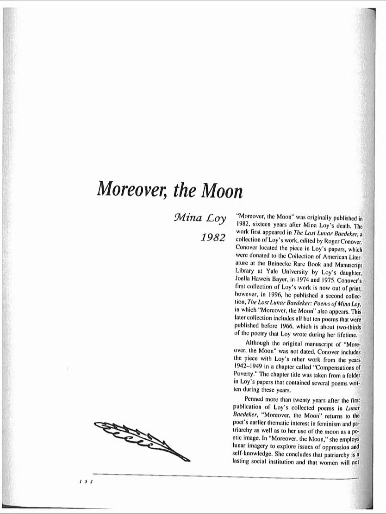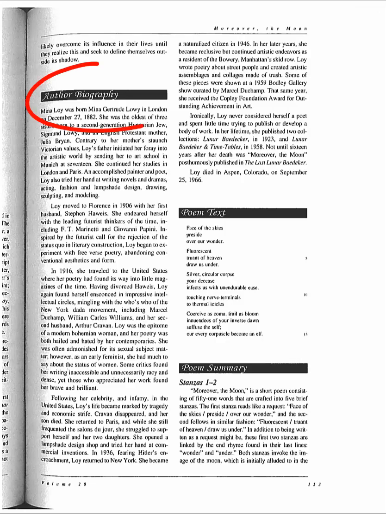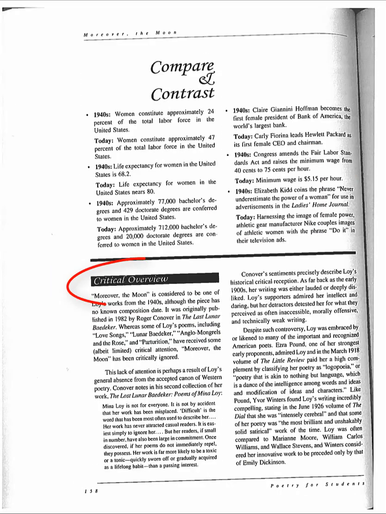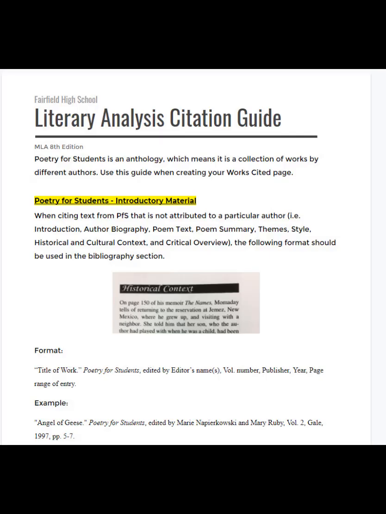Your first source is the introductory material: the author biography, the poem summary, the themes, the style, the historical context, and the critical overview. All of that information counts as only one source. Even though it has different headings, it's just one source. It's your intro material. In the citation guide that I made for you, and I've also printed for you, I have explained thoroughly how to cite this introductory material. Don't worry about that right now, just count that as one.